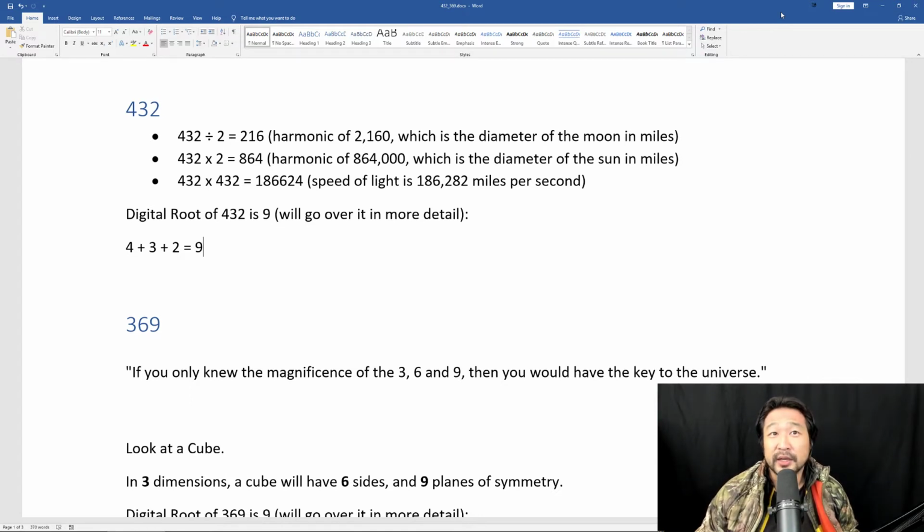So that's a harmonic. If you get 432 divided by 2, you get 216, which is a harmonic of 2,160, which is the diameter of the moon in miles. You get 432 times 2, you get 864. And that is a harmonic of 864,000, which is the diameter of the sun in miles.